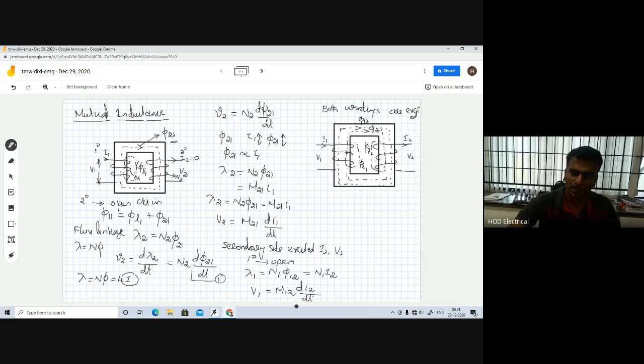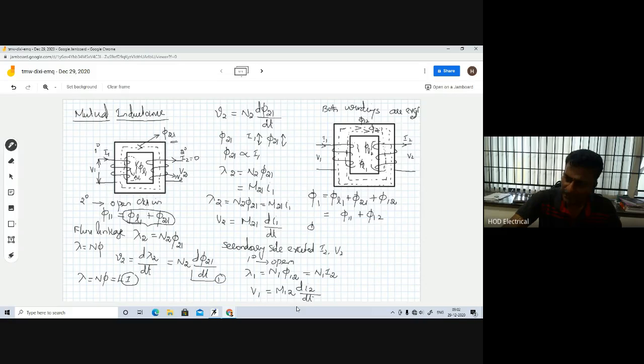Accordingly, how can we write the flux in the first winding? The flux in the primary winding is the leakage flux in the primary winding, plus the flux in the primary winding due to the current flowing through the primary winding, plus the flux in the primary winding due to the current flowing through the secondary winding. So if we see this equation, phi L1 plus phi 1, we can write it as phi 11 plus phi 12.